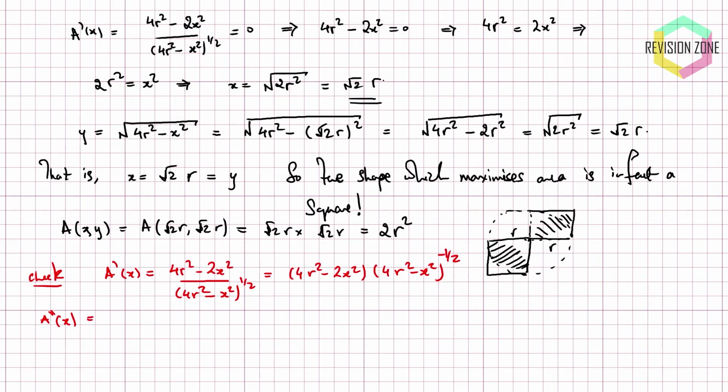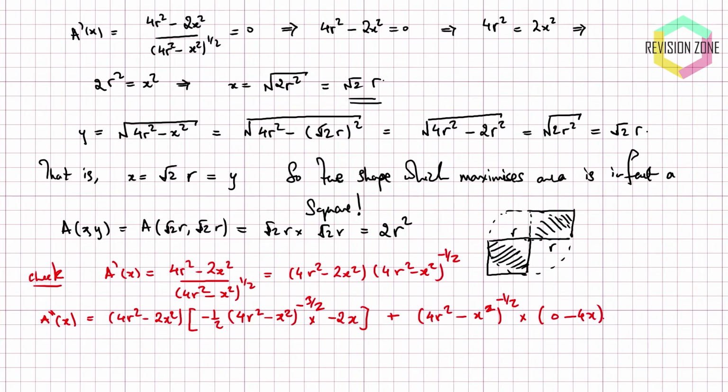So we do that. 4r squared take away 2x squared, and then the derivative by chain rule is going to give me a minus a half, all times 4r squared take away x squared, all to the power of minus 3 over 2, all times minus 2x. And then we write down this thing and we differentiate the other thing. So let's do that. So 4r squared take away x squared, all to the power of minus a half, times the 4r squared differentiates to give me 0, and the negative 2x squared differentiates to give me negative 4x. Okay, so let's simplify this.